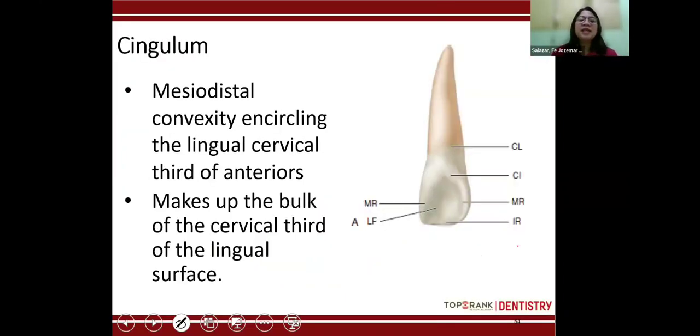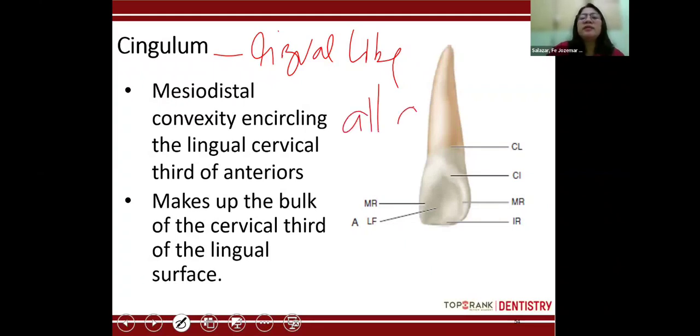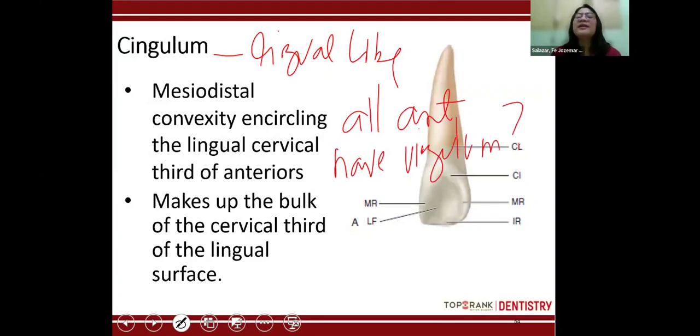Okay? And cingulum, ang cingulum, it's also from the lingual lobe of your anteriors. So it is a mesiodistal convexity encircling the lingual cervical third of your anterior teeth. Okay, this makes up the bulk of the cervical third of the lingual surface. Now, question, do all anteriors have a cingulum? Meron ba lahat ng anterior teeth cingulum?